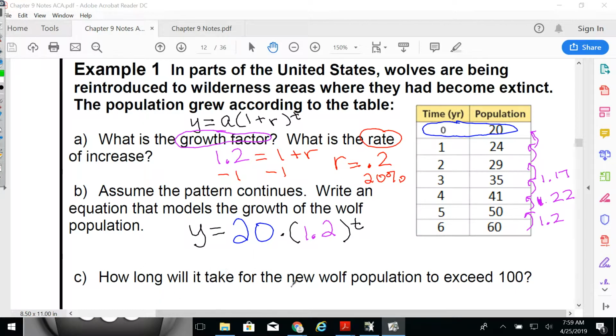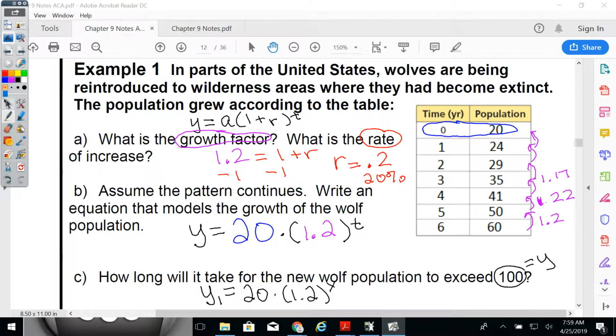How long will it take for the wolf population to exceed 100? So this is talking about the population. This is y. So we want to see what x value gives us the first number over 100. So we're going to take our calculator and put this into y1: 20 times 1.2 to the x. And we're going to look at the table to see when is the first time it reaches 100.